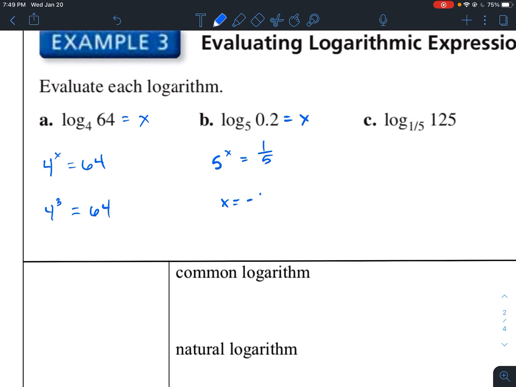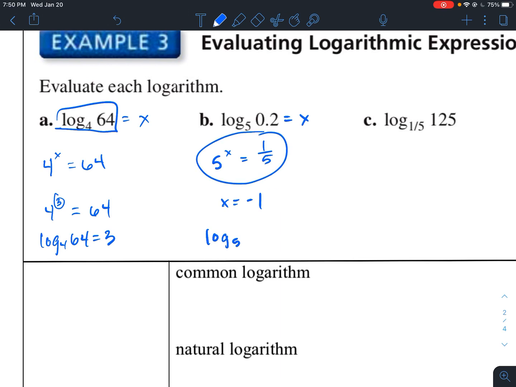Sorry, and over here, this isn't the answer. Remember that we were supposed to evaluate log base 4 of 64, and we found that x was equal to 3, so that means log base 4 of 64 is equal to 3. That's evaluating the solution for the logarithm. Likewise here, we know that x would have to be -1 in exponential form, so log base 5 of 0.2 would have to equal -1.